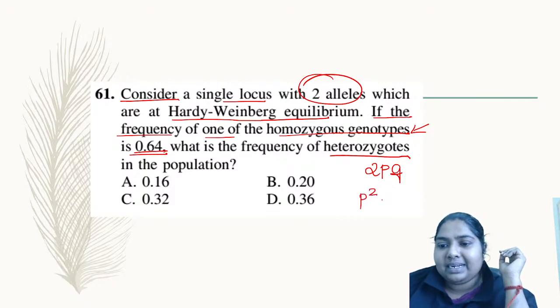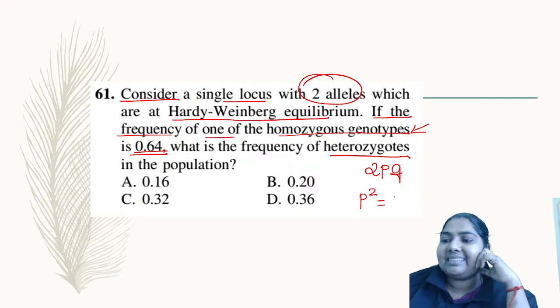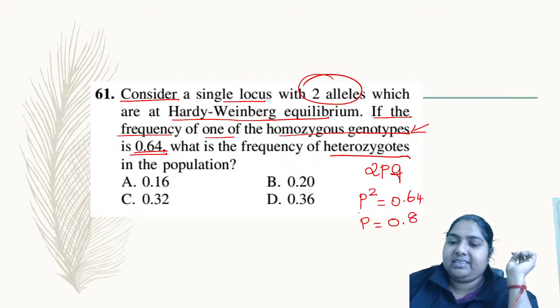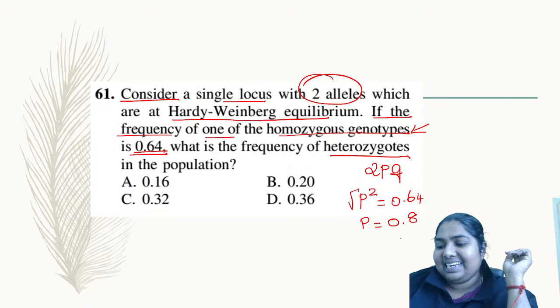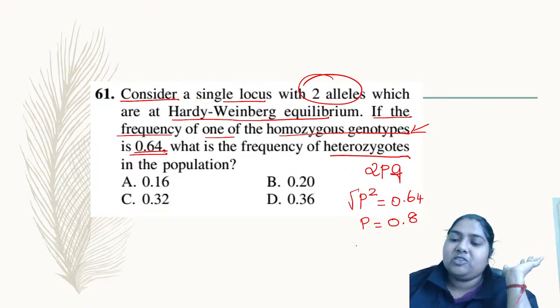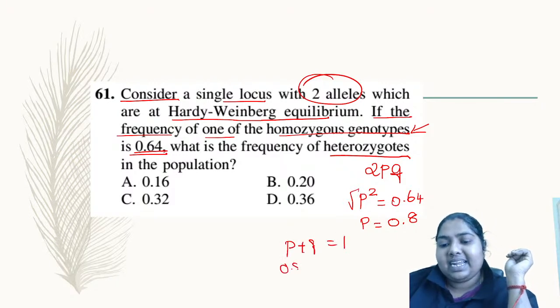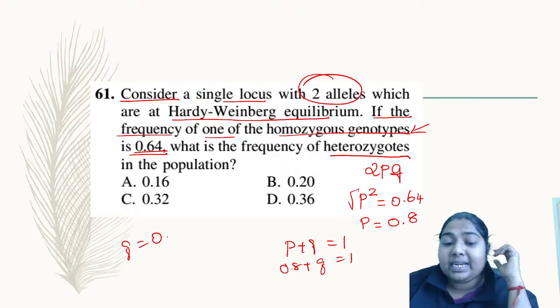So p squared, how much is it? 0.64. Very good. So if p squared is 0.64, what is p? 0.8. Just the square root. Yes, Ramprabha. Good. So it is going to be 0.8. So you know that p plus q is equal to 1. So 0.8 plus q is equal to 1. So q should be 0.2.